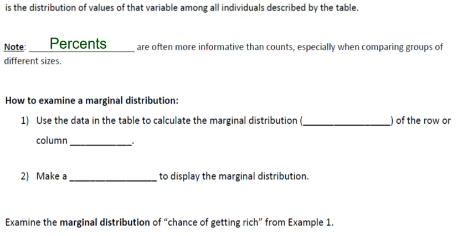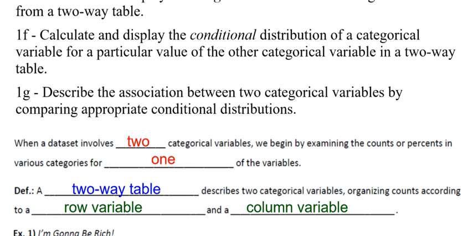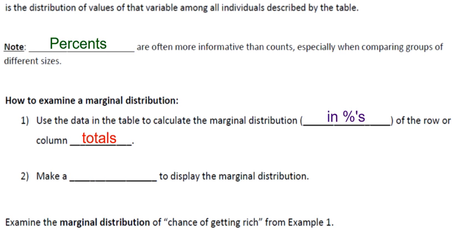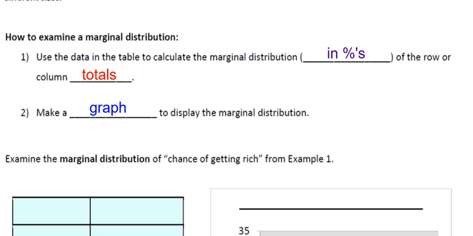So you're going to use the data in the table to calculate the marginal distribution in percents of the row or the column totals. So if we're talking about the distribution for females and males, you're using the 2,367, the 2,459, or if we're talking about the responses to the surveys, in referring to the different chances, you'd be using those totals on the far right that start with 194, 712, etc. So after you find those percents, you make a graph to display the marginal distribution. So that's what we're going to do.